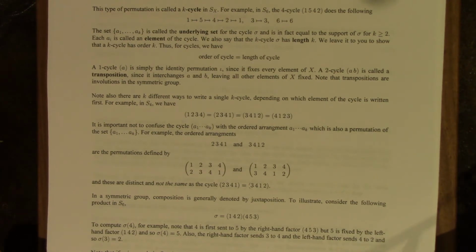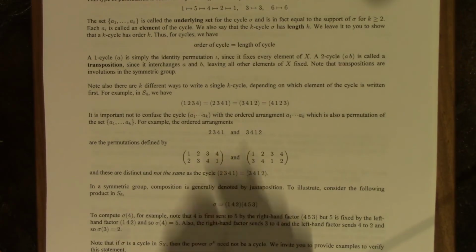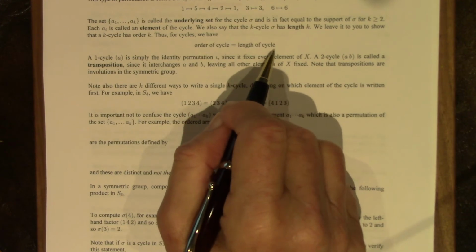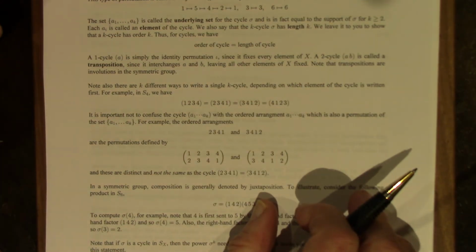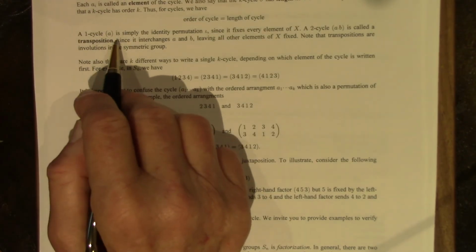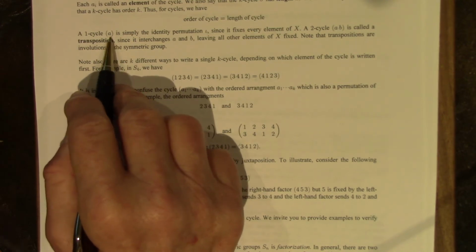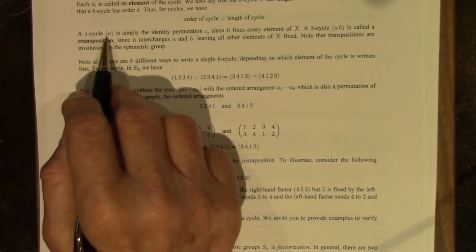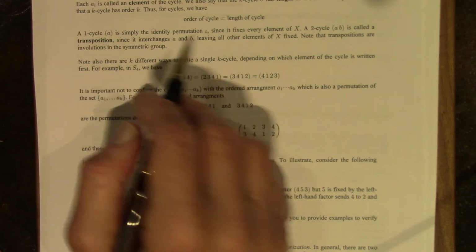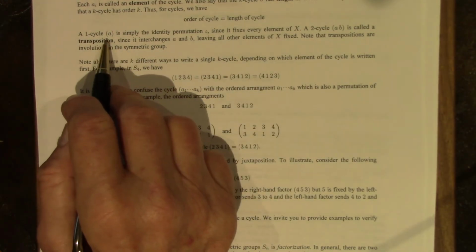And I will leave it to you to show that a k-cycle has order k. If you raise a k-cycle to the power k, you get the identity. But if you raise to any smaller power, you do not get the identity. So the order of a cycle is equal to its length. A one cycle is simply the identity permutation, because if you want to say it this way, a gets wrapped around to itself. But everything else that's not a is fixed as well. So this one cycle fixes everything. It's the identity.